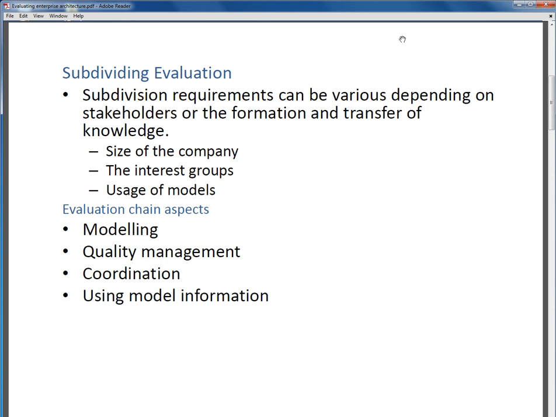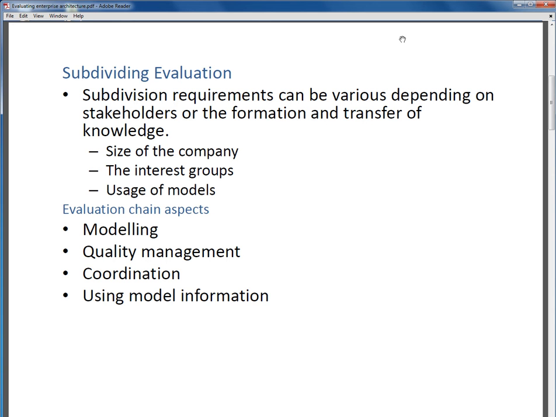The individual subdivision of evaluation depends on the size of the company, the interest groups, and the usage of models. From this information, it is easy to find out helpful synergies and uncover conflicts that need to be fixed. Also, it facilitates planning and control and defining areas of responsibility.